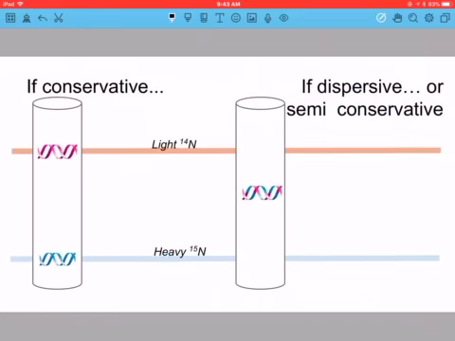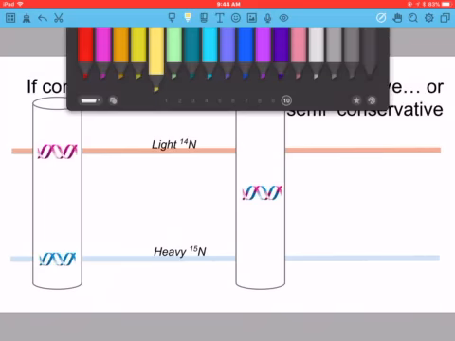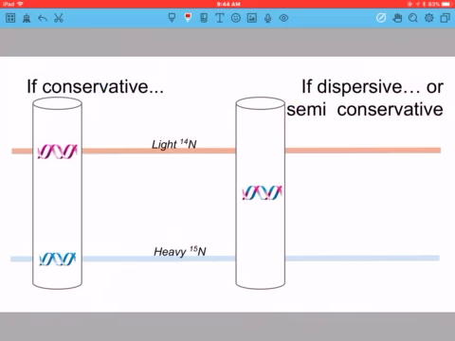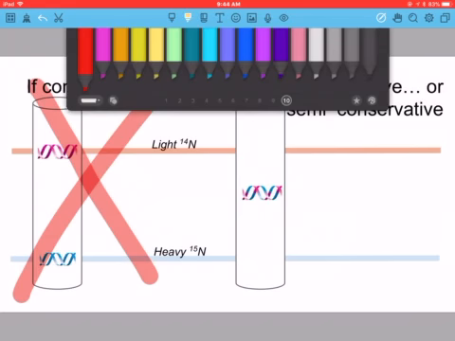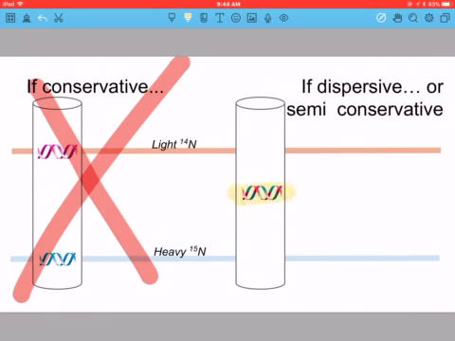So let's look back at our models. If conservative replication was the mechanism, you would have expected in this first generation to see a combination of an N14 band and an N15 band. That was not the case. So conservative replication at this point after the first generation could be eliminated. What did occur was this combination in between.